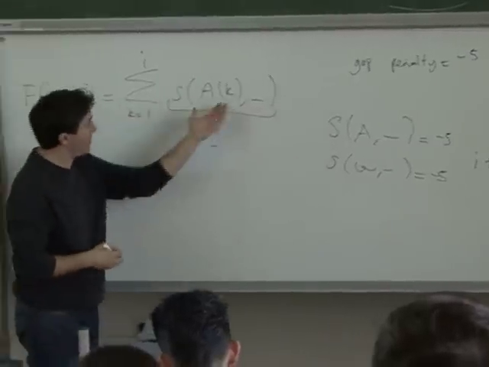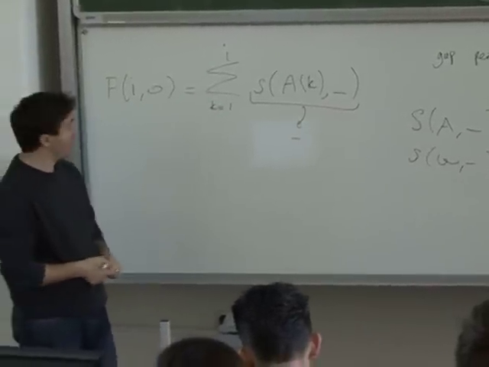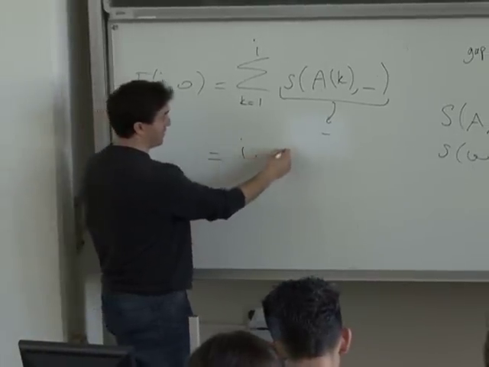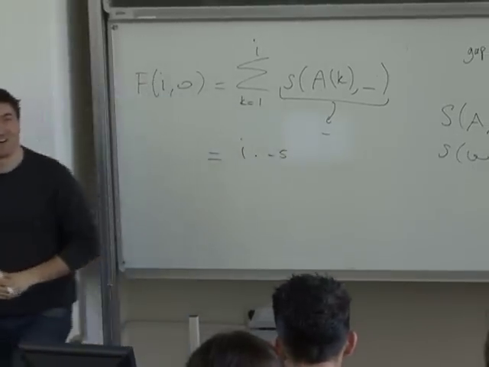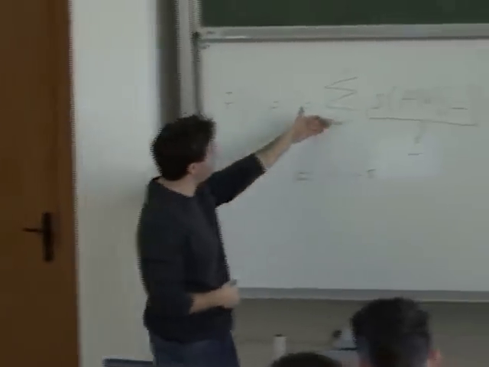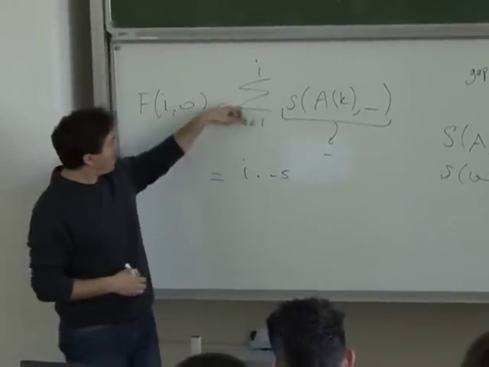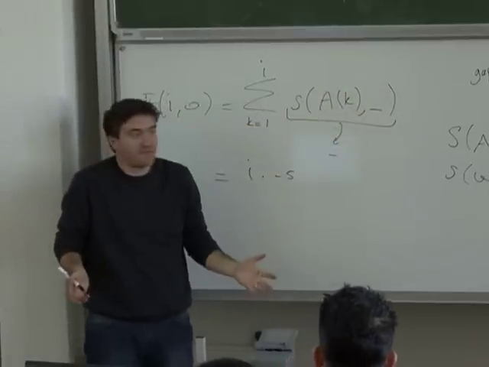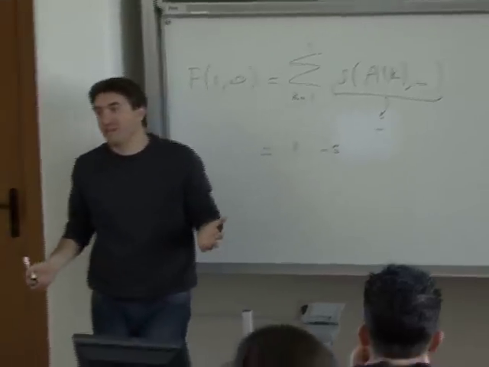So this summation can simply be simplified as I times -5. Because we are summing each time from 1 to I, there are I such terms, and all of those terms are -5. So it's equal to I times -5.